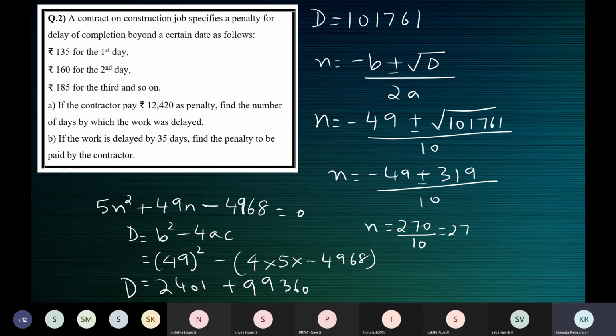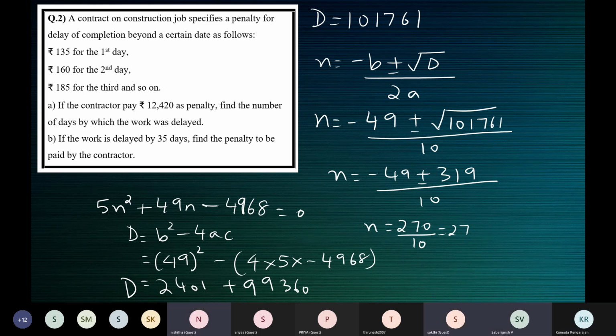The work is delayed by 35 days. So you should find S35, not A35. Now, who can tell me the difference between A35 and S35 in this situation? Can you repeat what you asked, ma'am? In this situation, I would like to know the difference between A35 and S35.